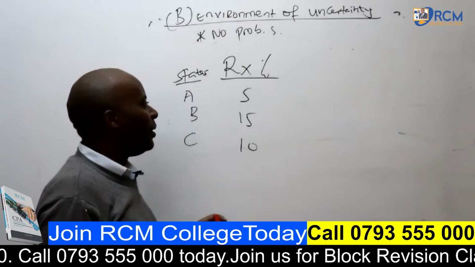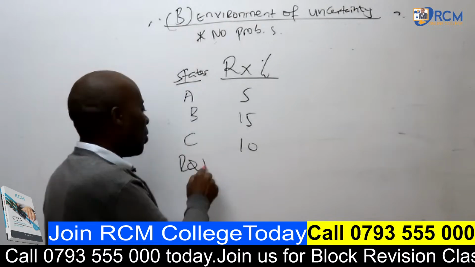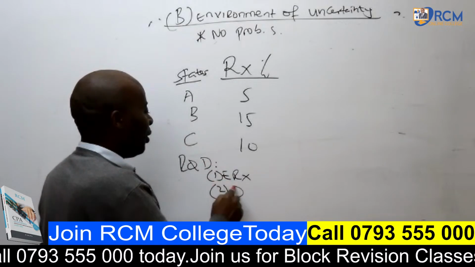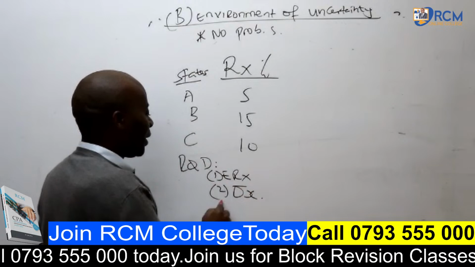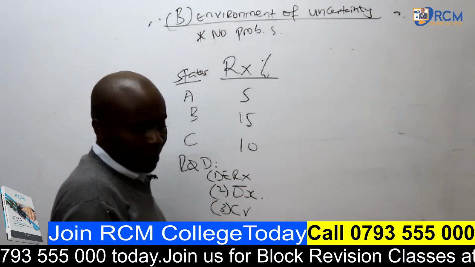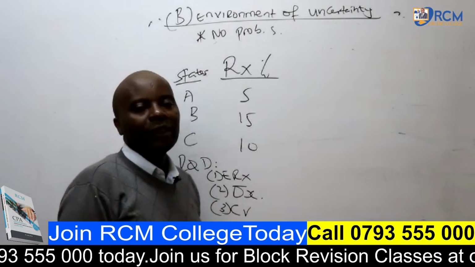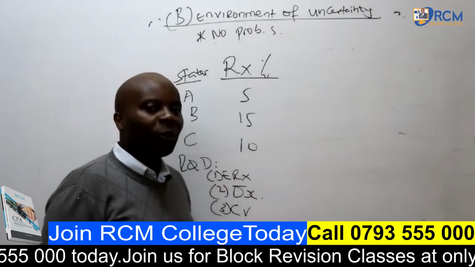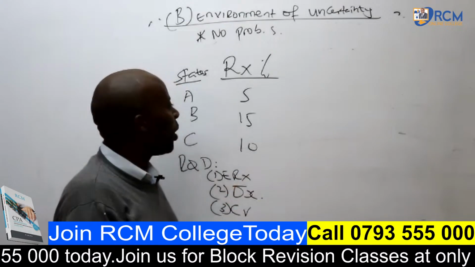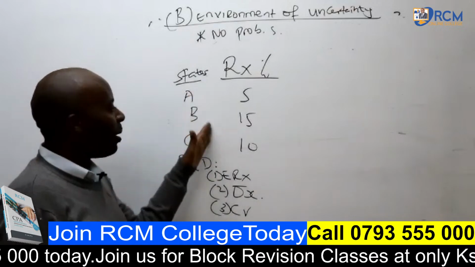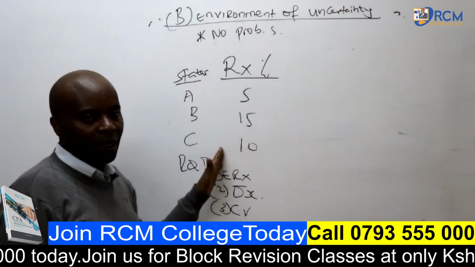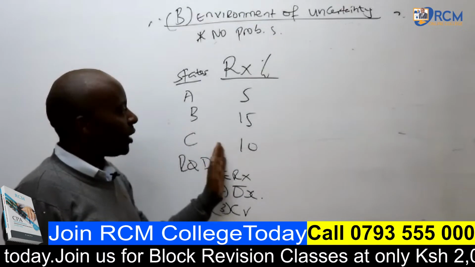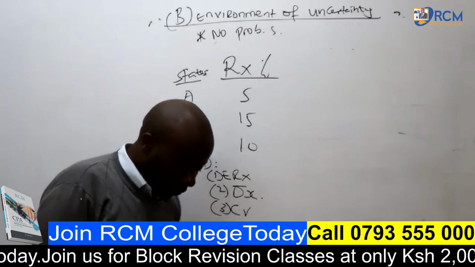And then you will be required, number one, to give us expected returns. Number two, give us standard deviation. Number three, give us the CV, the famous CV. The most important thing that you're supposed to know under this, ladies and gentlemen, is that we do not have probabilities for our states of nature.